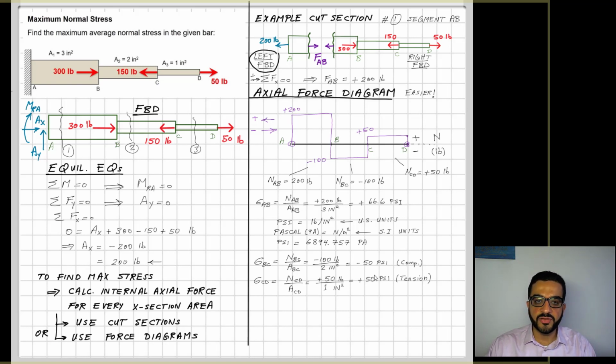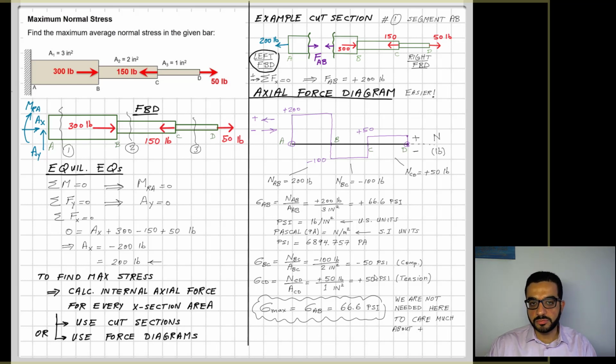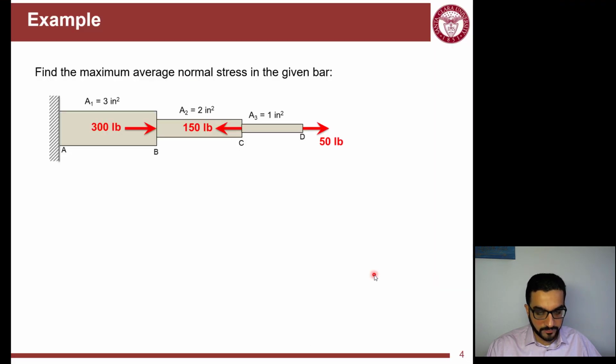The question asks for the maximum average normal stress. If I ignore the signs, which is not correct generally, but here it didn't specify the maximum tension or compression, so it's just the absolute value. I can see that the maximum stress happens along segment AB. That's the end of the exercise. We figured out what was required, and we found the maximum stress to be at segment AB.